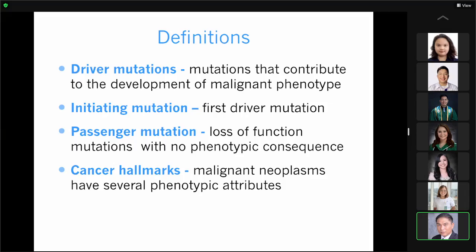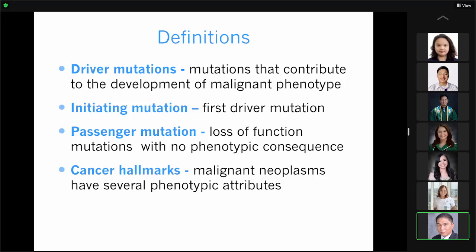So what are the mutations that contribute to the development of malignant phenotype? We call them driver mutations. The first driver mutation that will initiate carcinogenesis, we call this initiating mutation. So any mutation that contributed to the development of malignant phenotype is a driver mutation. The first of the driver mutations is the initiating mutation.